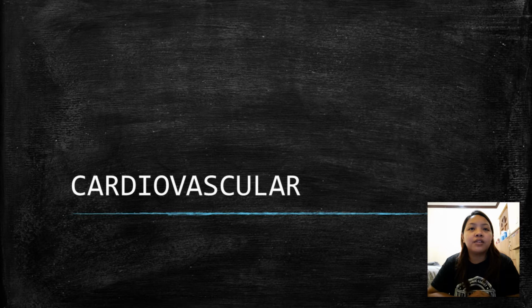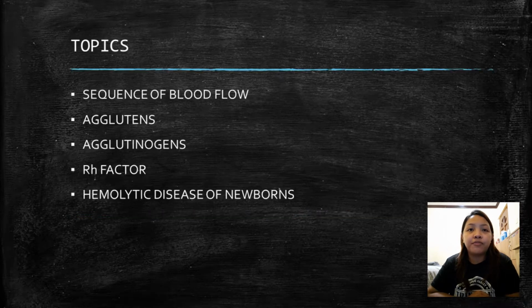Good day. Today I'm going to tackle the cardiovascular and the reproductive system. First, cardiovascular. The topics we're going to tackle here are the sequence of blood flow, the agglutinins, agglutinogens, Rh factors, and the hemolytic disease of newborns.